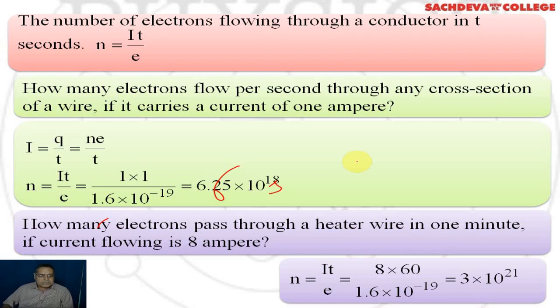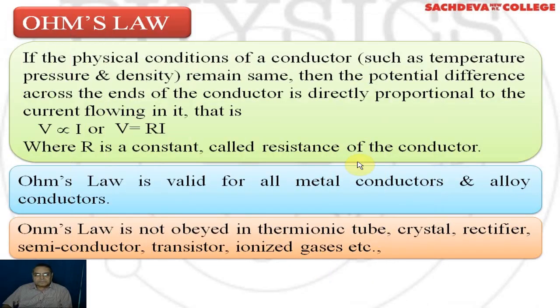Now our question is how many electrons pass through a heater wire in 1 minute, if the current flowing is 8 ampere. Again, we have to use the function n is equal to It over e. Current can be taken as 8 ampere, time 1 minute converted into 60 seconds, and then we divide it by the electronic charge, and the number comes to be 3 × 10 to the power 21.